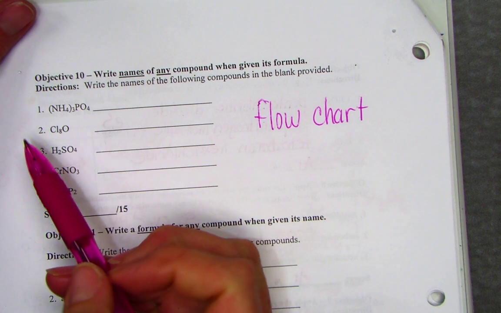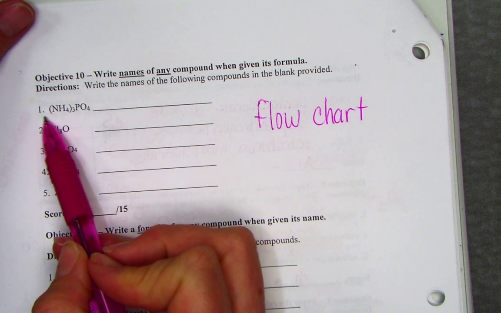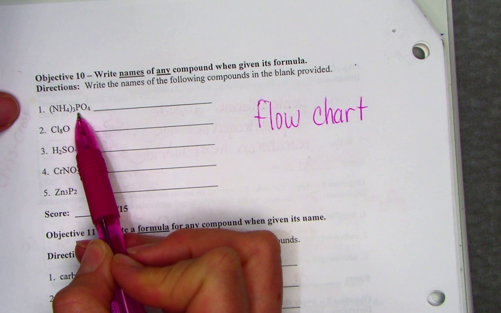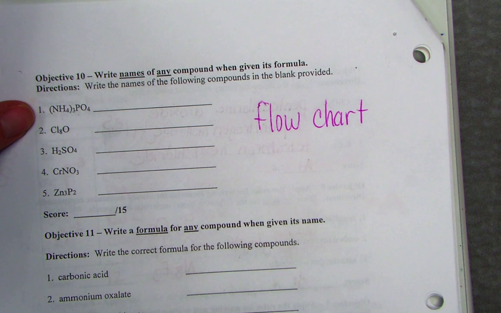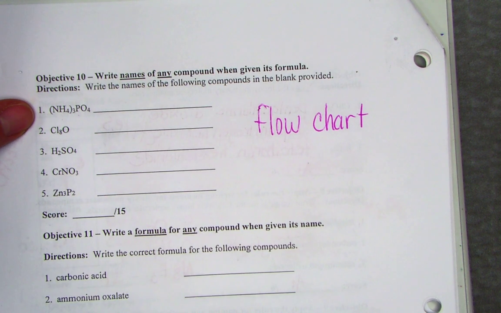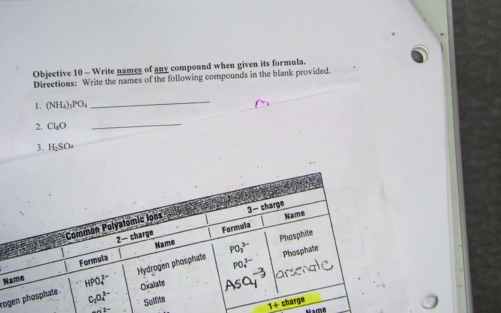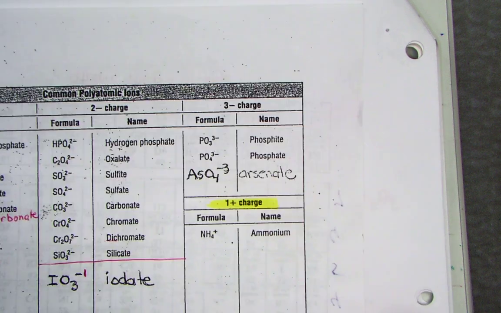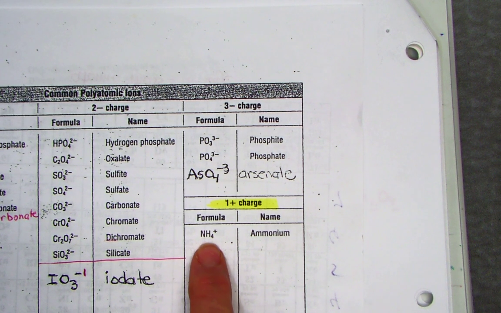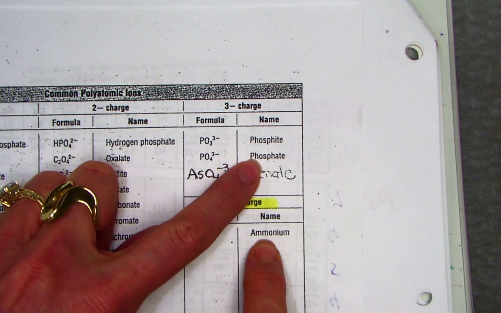Is the first element H? No. Are there more than 2 elements? Yes, there are. When there's more than 2 elements, we now recognize that to be a ternary ionic compound. Ternary ionic have polyatomic ions. This one happens to have 2 polyatomic ions: NH4 taken 3 times, and PO4. NH4 is called ammonium. PO4 is phosphate.